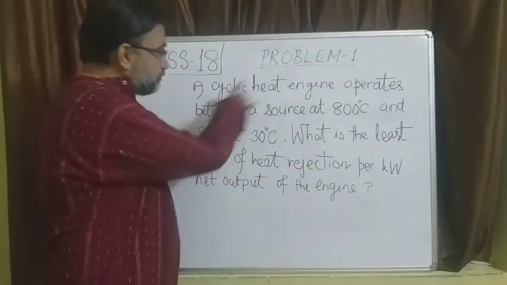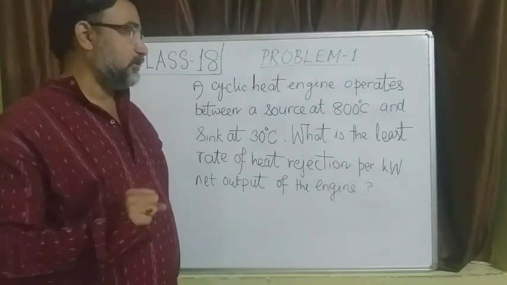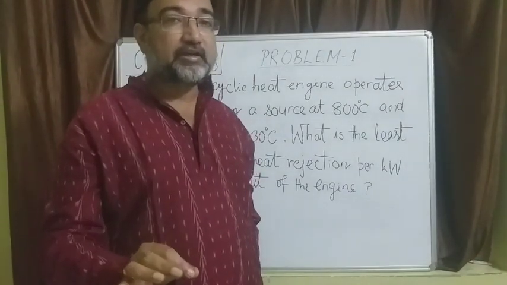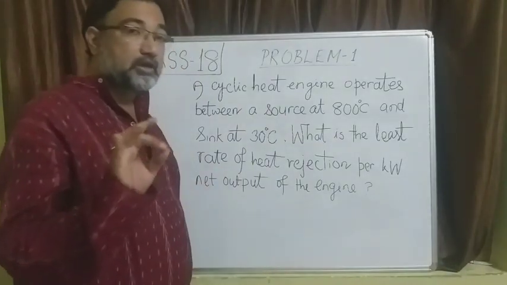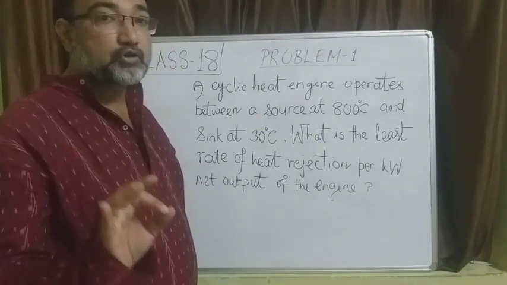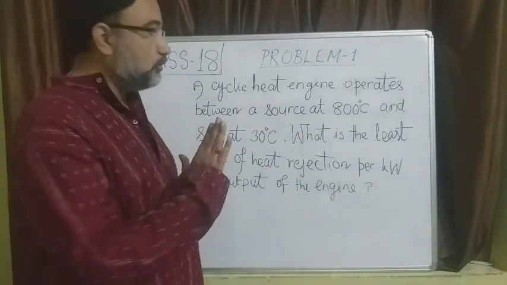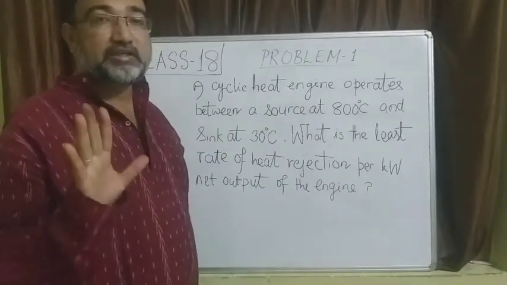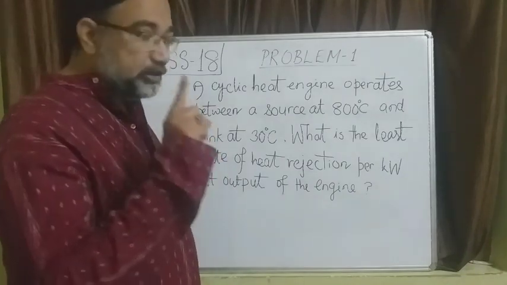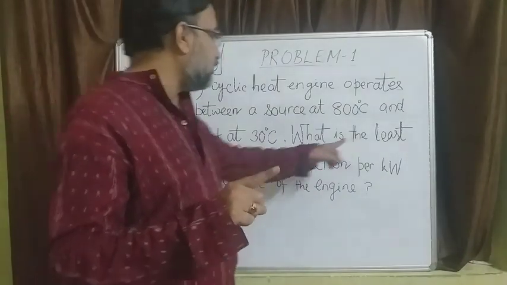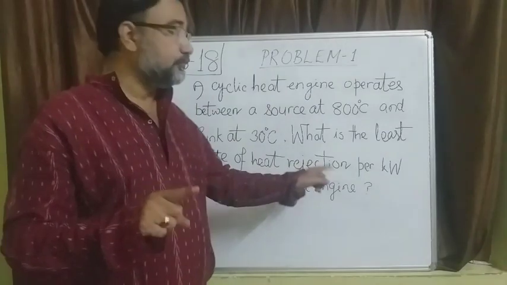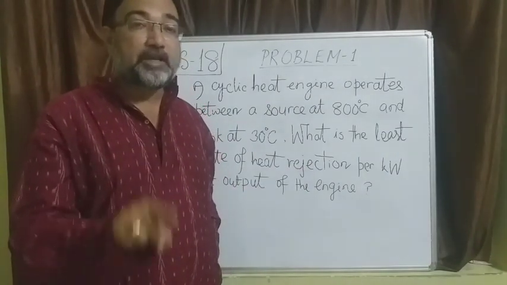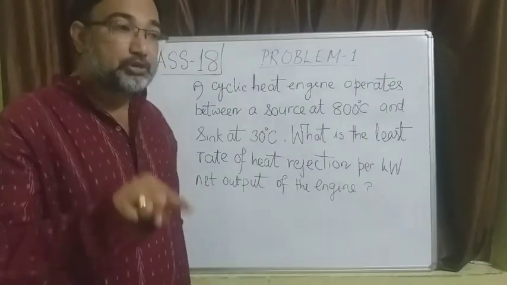Now nowhere in this problem is the word Carnot there. Nowhere is the word ideal engine there. And nowhere is the word reversible engine there. So if you go by the language, it doesn't tell you whether it is a Carnot cycle or not. But there is one phrase here: what is the least rate of heat rejection? That means find out the minimum possible value of Q2.